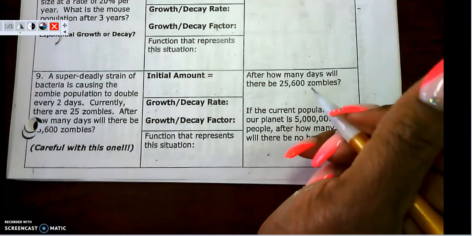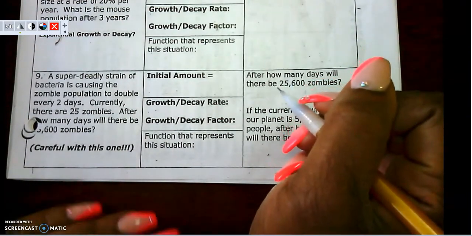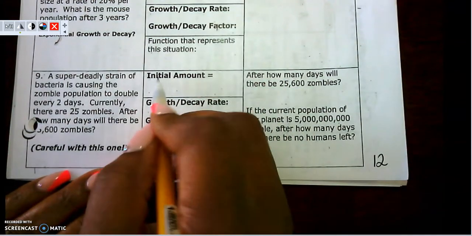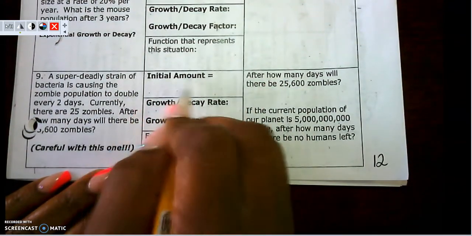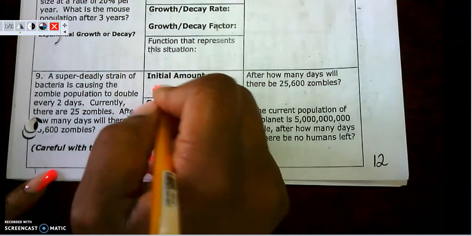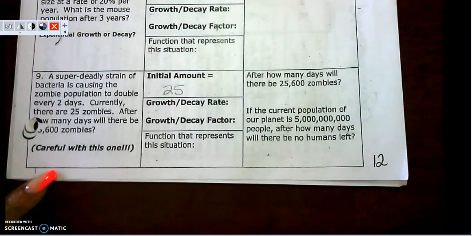So this one's going to be a little different from the one that we just did previously. So let's start with this. It's asking what's our initial amount. Well, we're starting with 25 zombies. So our initial is actually 25.